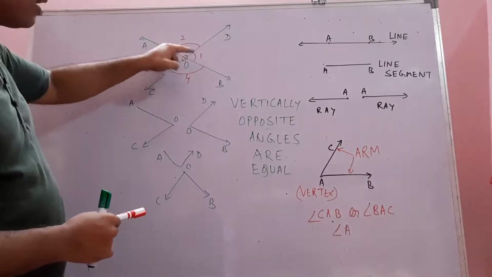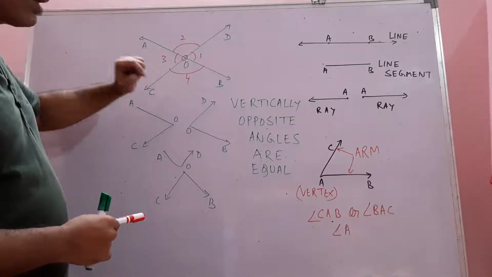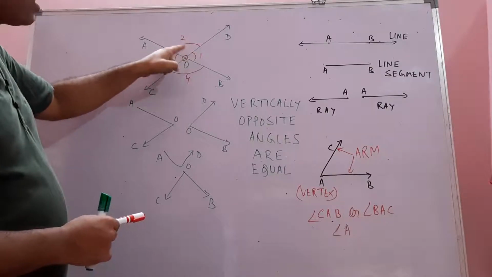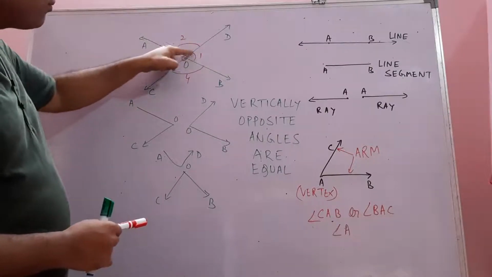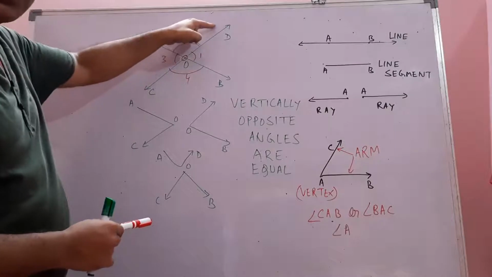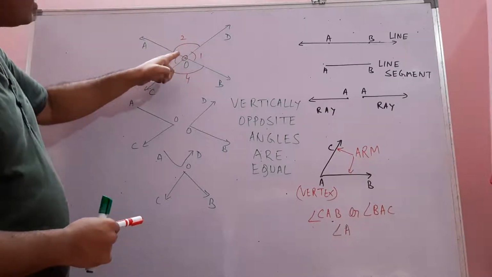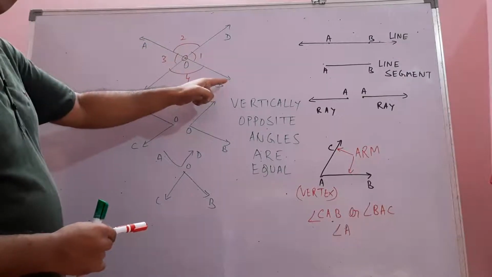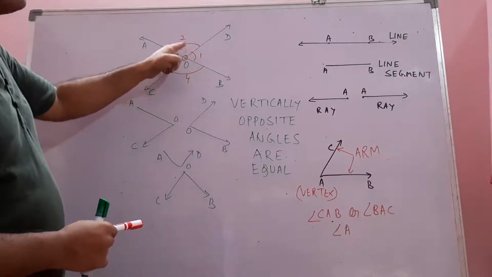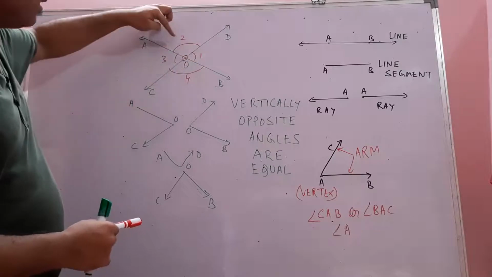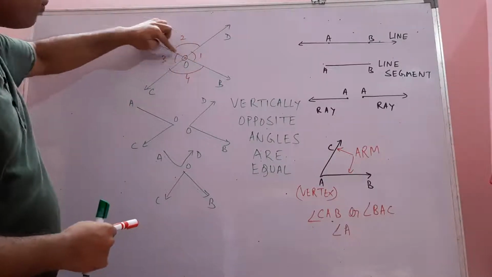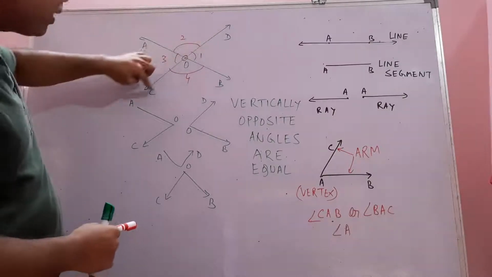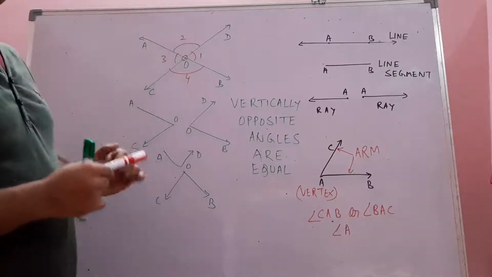Suppose angle 1 and angle 2, angle 1 and angle 4. What is the name of these two angles? Angle 1 and angle 2, you see they have one common arm. Common arm means adjacent, and the non-common arms OB and OA form a line AB. So it is a linear pair. Similarly, angle 2 and angle 3, common arm OA, non-common arms OC and OD form a line. So 2 and 3 are a linear pair.